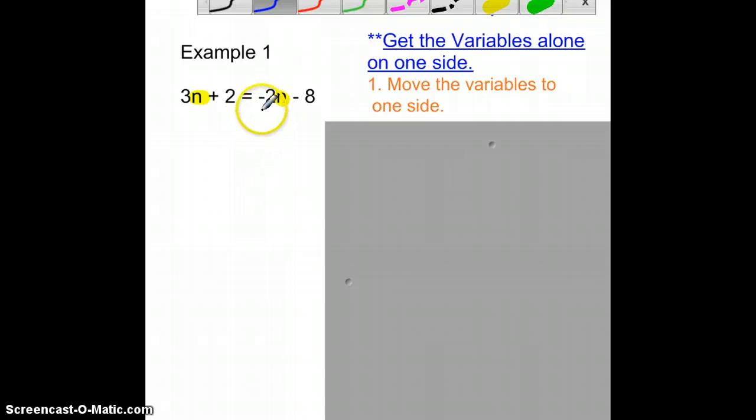So I have this term here, negative 2n on the right side. I'm going to go plus 2n to both sides. And that will, in effect, move my n from the right side to the left side, because here, negative 2n plus 2n, well, we know that's going to cancel each other out.